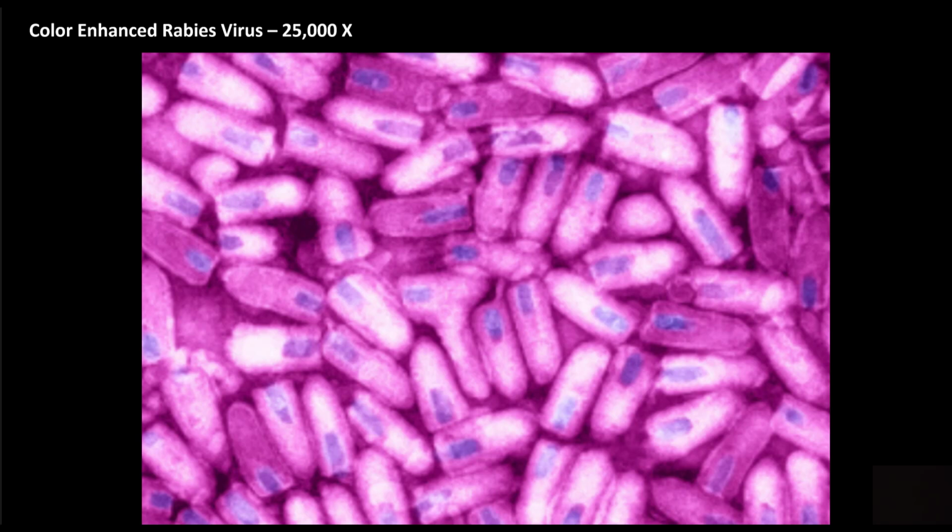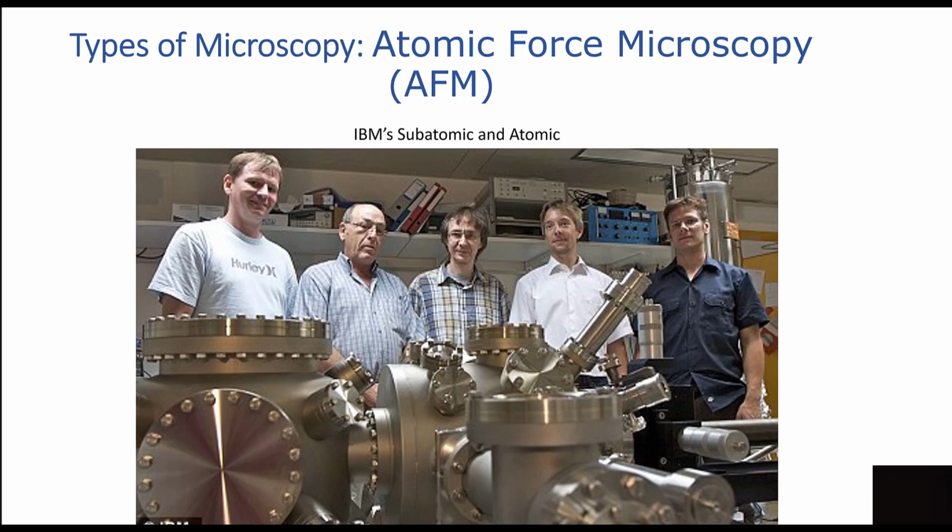There's rabies virus at 25,000x. It looks like, I don't know what it looks like. Look, bullets or something like that. It's nasty. Now we'll move to the final one that I want to talk about, the atomic force microscopy type.